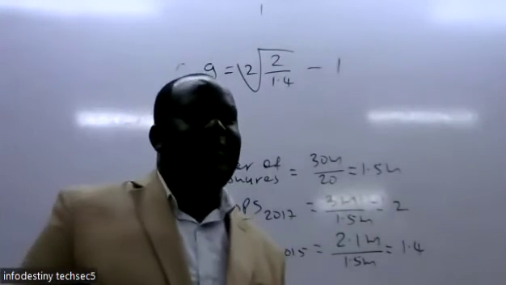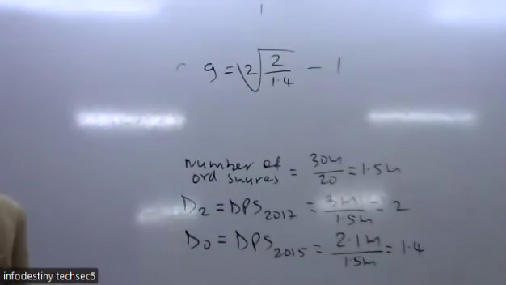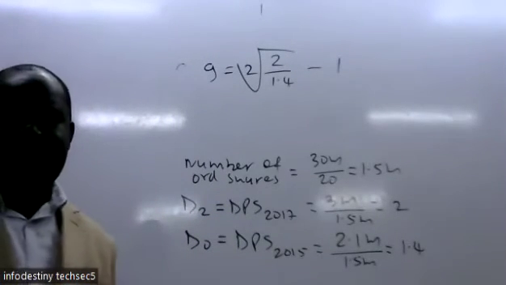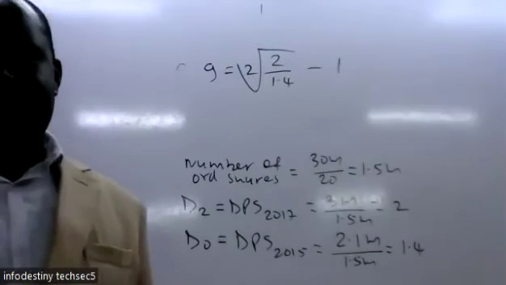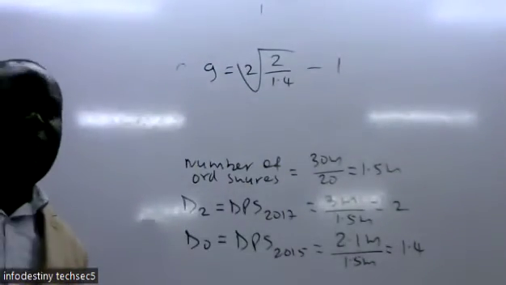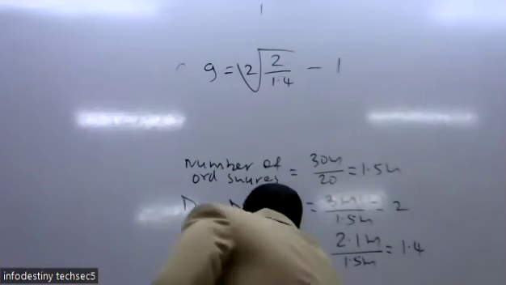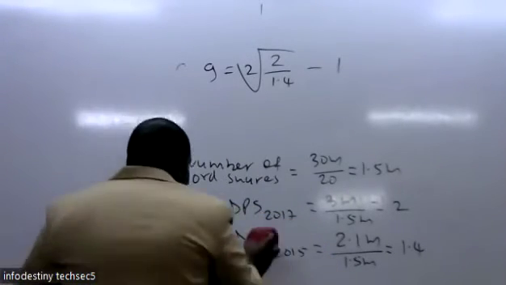Yeah, we are saying it is 19.5. So after we have computed the growth rate, we also need to calculate the cost of equity.